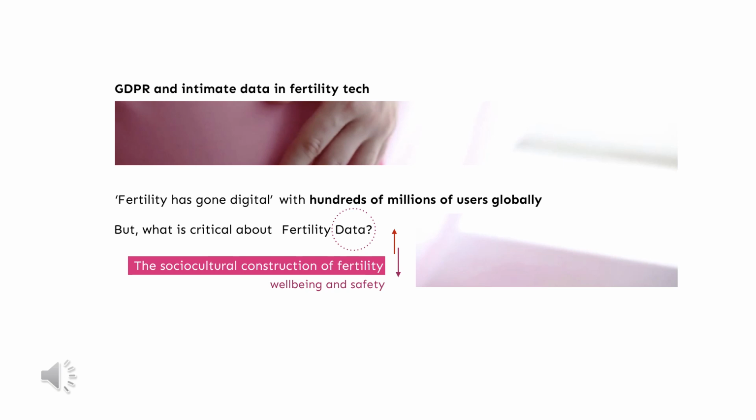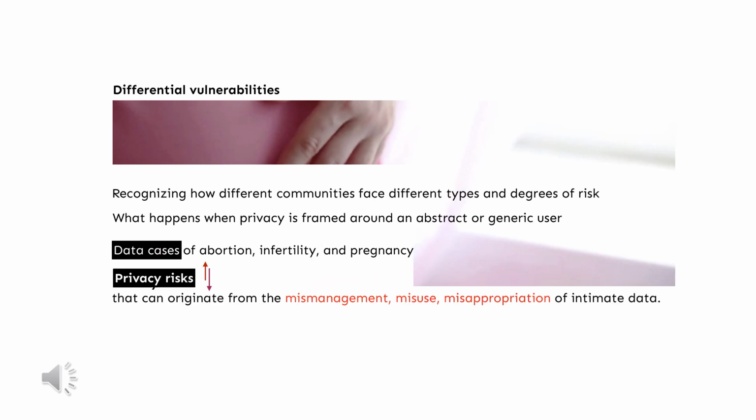In addition to the known privacy concerns, we take a step toward also understanding the socio-cultural construction of fertility, which impacts, for example, the well-being and safety of people in gender-specific ways. For doing that, we adopt the concept of differential vulnerabilities, which recognizes how different communities face different types and degrees of risks. What happens when privacy is framed around a generic user?